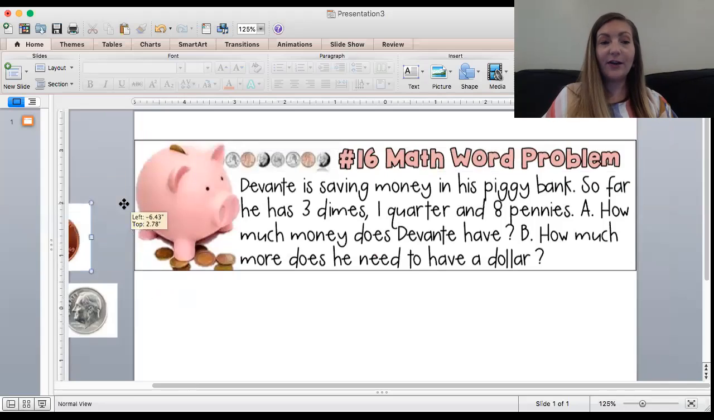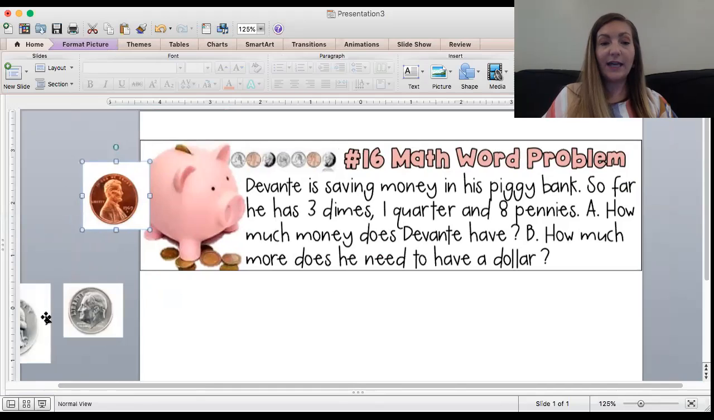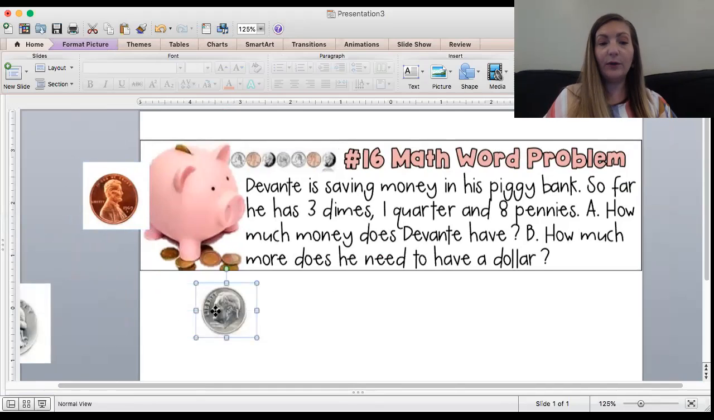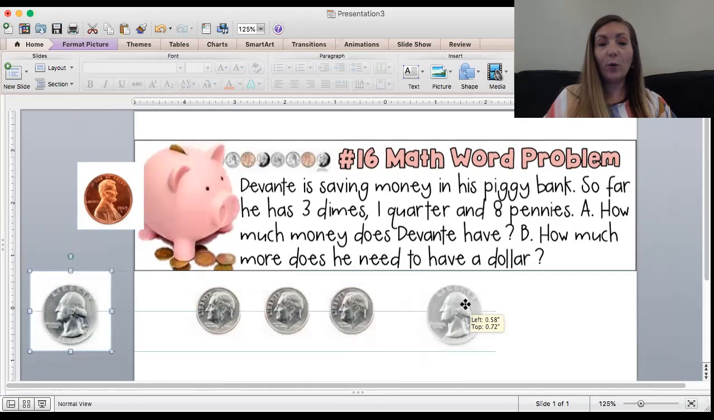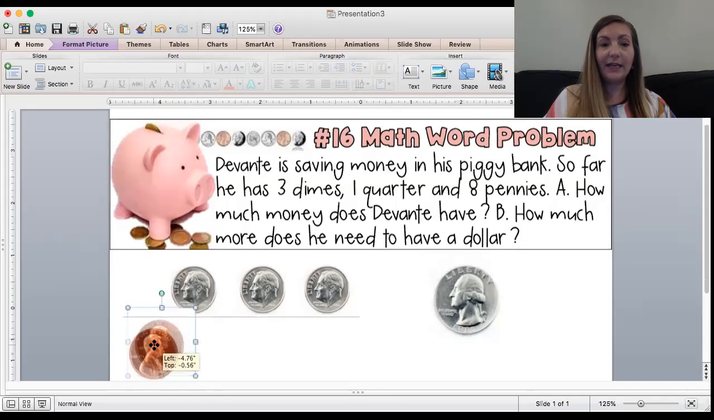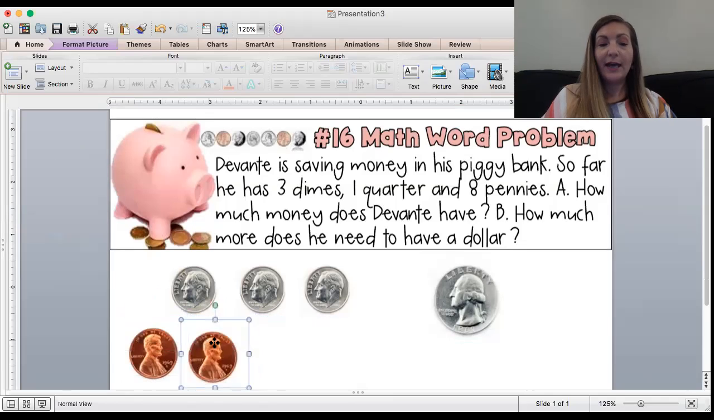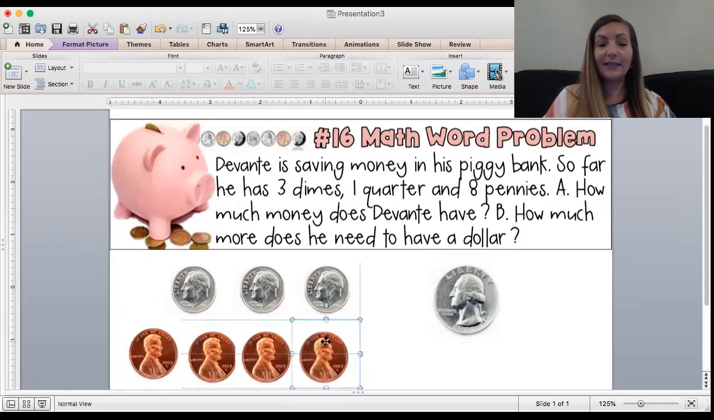Okay, so if you're here, I hope that means you went and tried this on your own first. So we see that Devante has 3 dimes. So I'm going to pull over here 3 dimes. Dimes are these tiny little silver coins that are each worth 10 cents. He has 1 quarter. That's this bigger coin with George Washington on it. And he has 8 pennies. So I'm going to copy that 8 times. 1, 2. And remember, these pennies are each worth just 1 cent each.